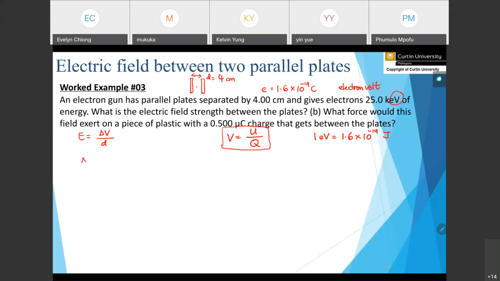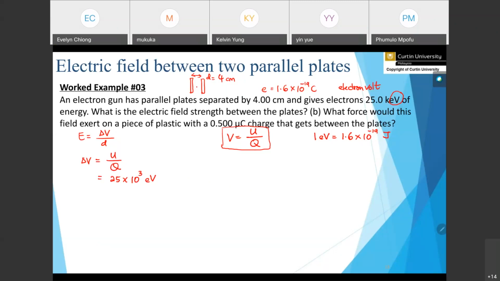Okay, so how do we get V? V is U divided by Q. So how do we get U? U is given as 25 kilo electron volt. So 25 kilo, what is kilo? Times 10 to the power of 3, right? Electron volt. This is electron volt.